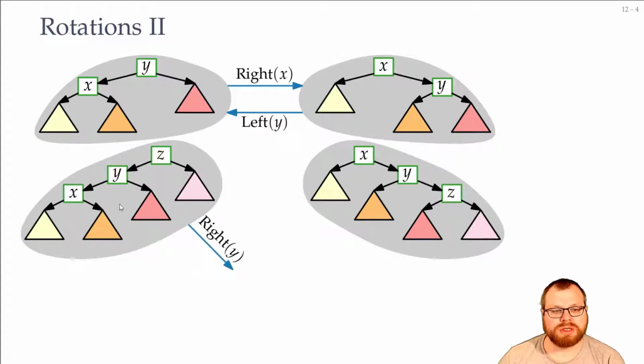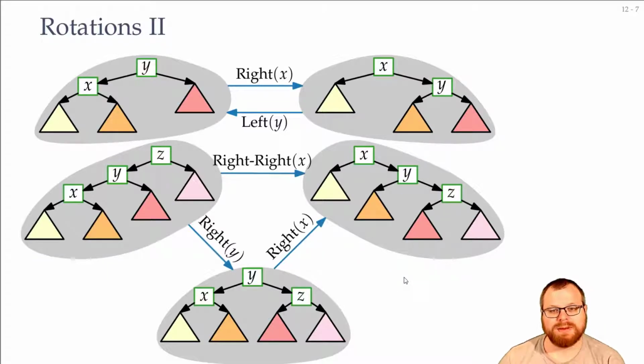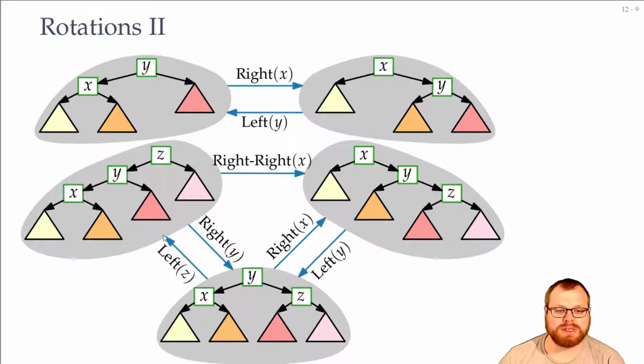We can first do a right rotation around y to switch these two, then we get this tree, and then we do a right rotation around x, we switch these two, and then we get that tree. That's something that we call a right-right rotation around x. So we move x upwards by 2 with 2 right rotations. In the same way, we can also go from here to here by doing 2 left rotations, one on y and one on z, and then we have a left-left rotation on z.